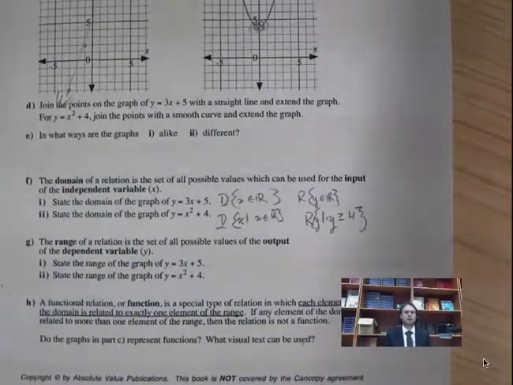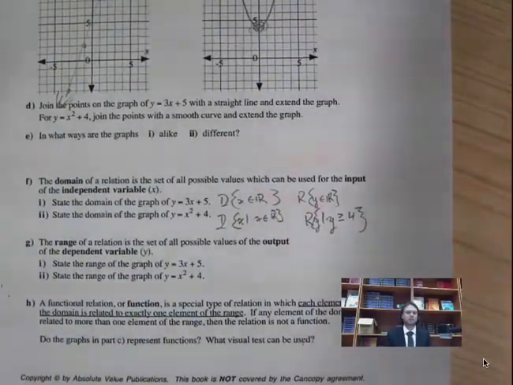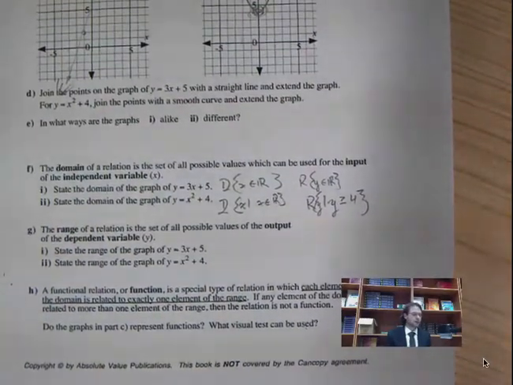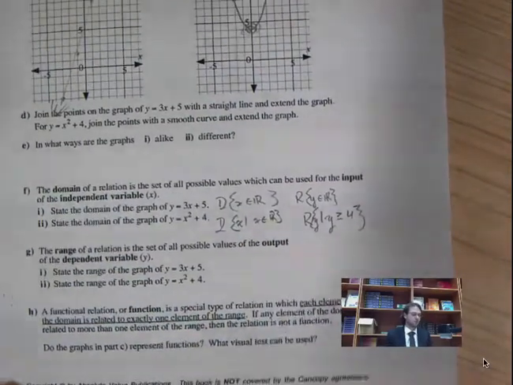Oops, sorry, I kind of ran out of room there. So it's going to look something like that. Okay, now it says the range of the related, oh, so I did both the domain and the range together. Alright?